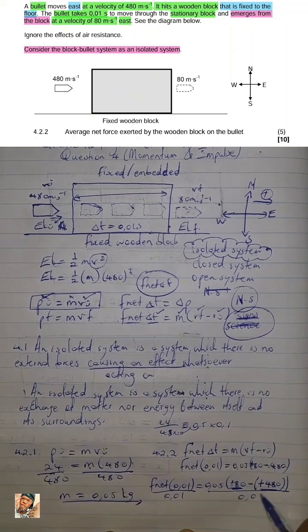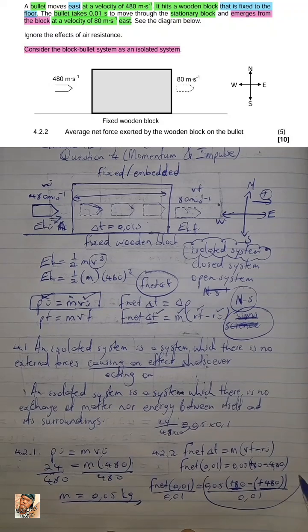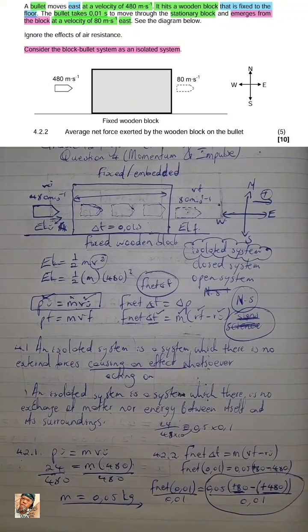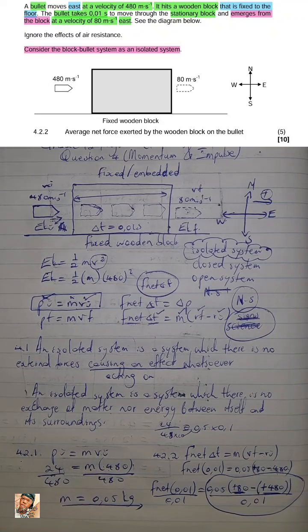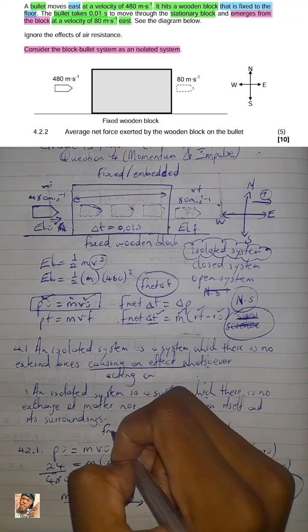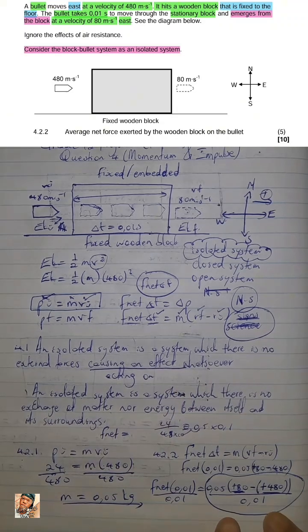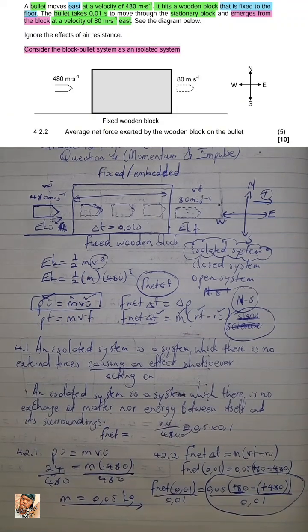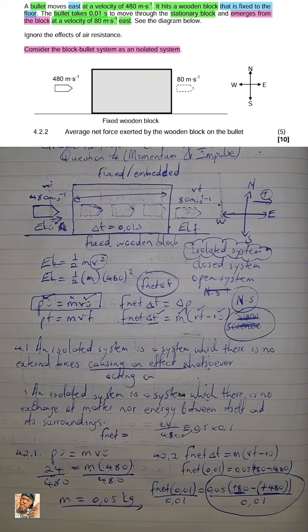Divide by 0.01 seconds. And we're going to press the whole thing into the calculator and determine what the net force is. So the net force is going to be equal to, I don't usually have any space at all, so I'm just going to write it here. I'm so sorry. F net is going to be equal to, then I'm going to press it into the calculator, and that is going to be the end of the video. Allow me to do that. I'll be back in a second.